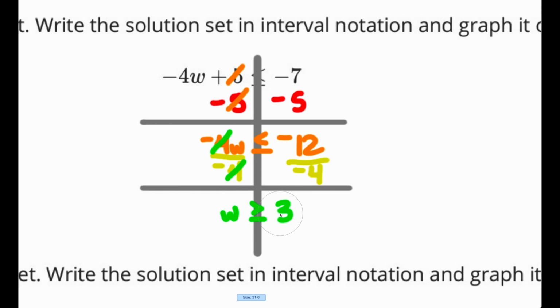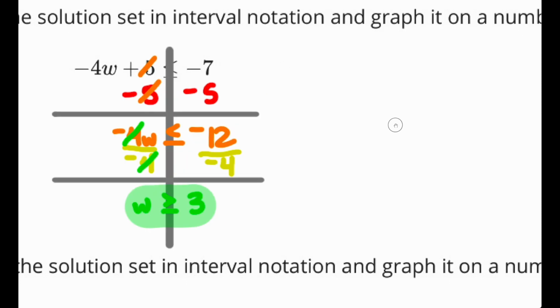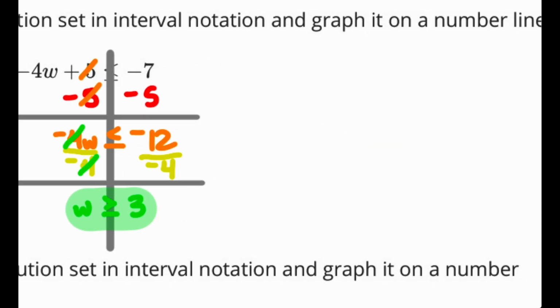Just like the last video, if you wanted to, you can check this by picking a number that's greater than 3, like maybe 4, plug it into the original inequality and see if it's true. I'm not going to waste the time in the video to do that, but it's completely up to you if you want to do that.